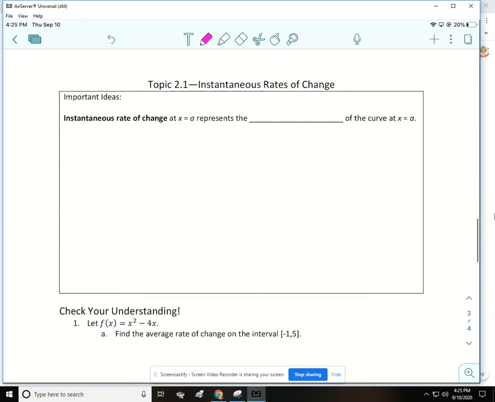All right, so let's look at the notes for topic 2.1. This topic is just on finding the instantaneous rate of change. And the instantaneous rate of change means just like at the instant, like that specific second, how fast something is traveling. So the instantaneous rate of change at x equals a represents the slope of the curve at x equals a. So instantaneous rate of change and slope at that point are synonymous.